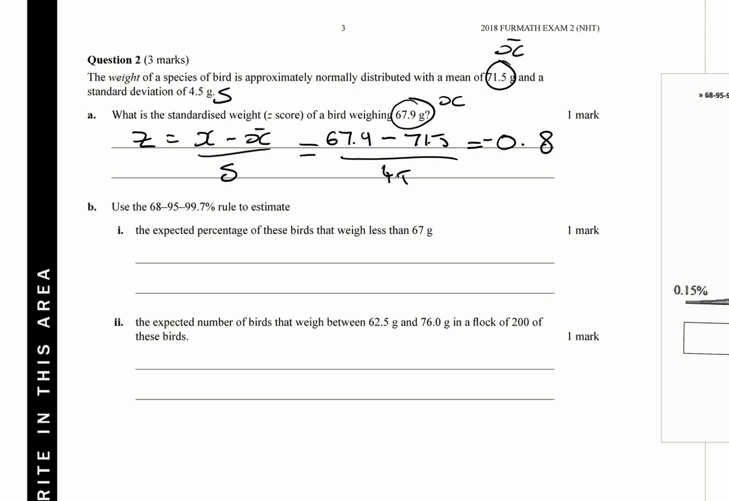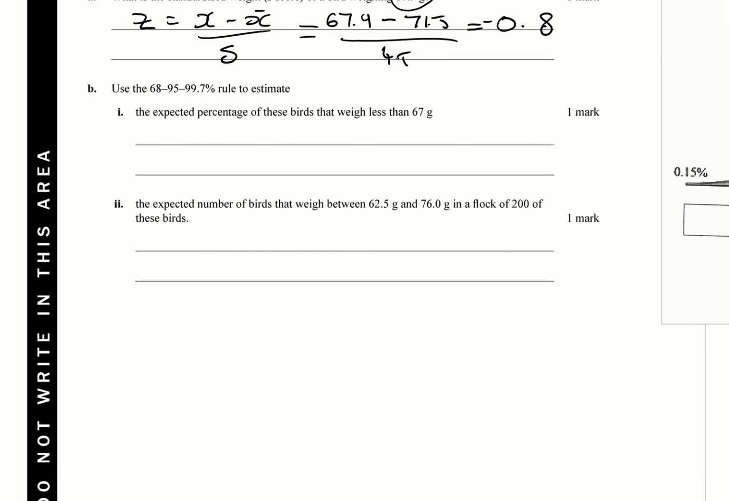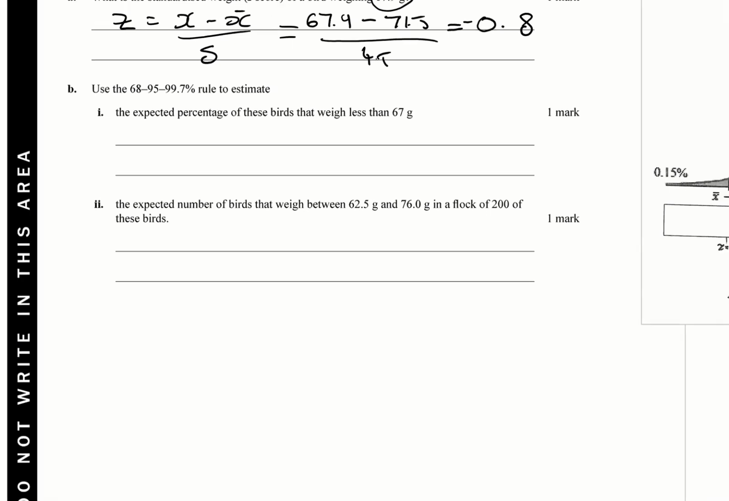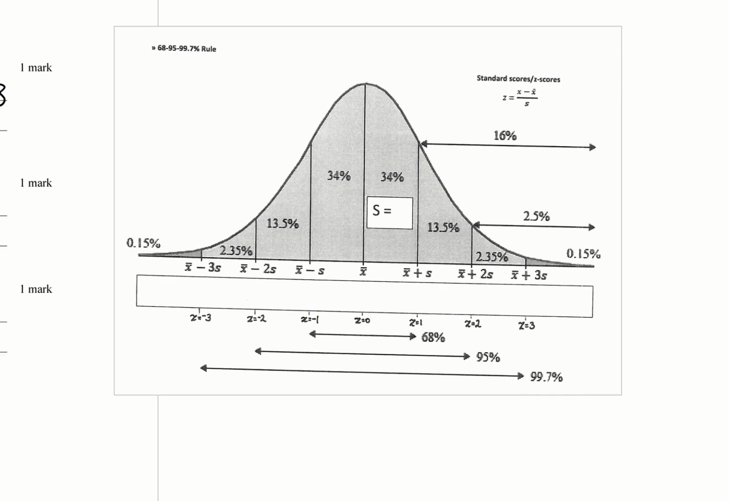All right. So question B1. Use the 68, 95, 99.7 rule to estimate these things. So before we do that, I'm going to come across to this. So this is what that rule is. And what we're actually going to do is say this is 71.5 because that's my X bar, and each of these is worth 4.5 because that's the standard deviation.